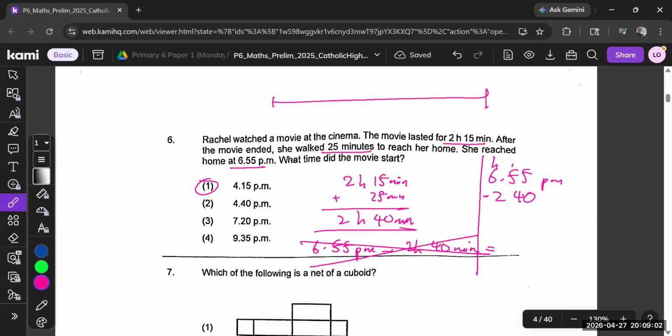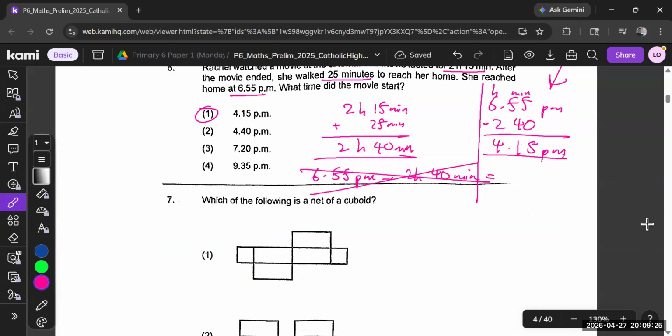And this is your hour, this is your minute. Okay, how do you minus? 5 minus 0 is 5, then 5 minus 4, and it's still PM. 6 minus 2 is 4. So what time did the movie start? Which is 4:15 p.m. Okay, so your answer is number one. So this is the shortcut, how you do it faster. So you don't need to draw the timeline.